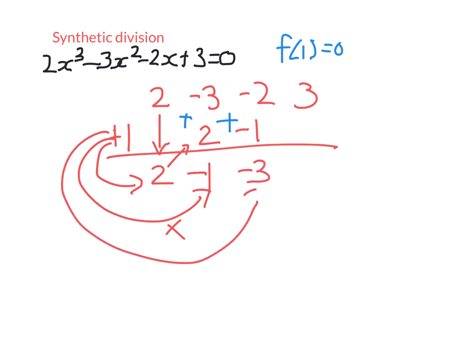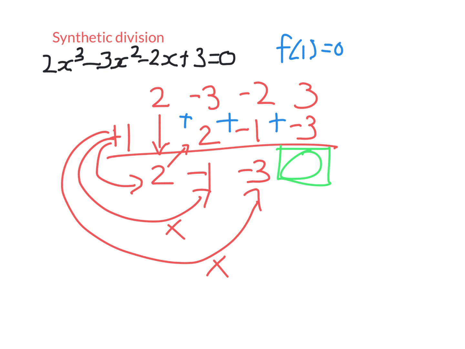Last time, we multiply 1 by any number down here. 1 times negative 3 is negative 3, and 3 plus negative 3 gives us a final remainder of 0. We needed to get 0, otherwise we messed up because we knew that 1 was a root and that x minus 1 was a factor.